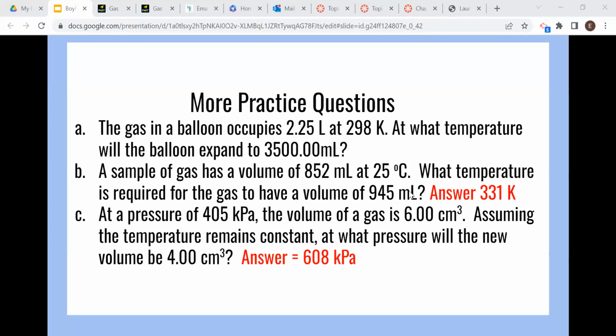The answers to the last two: 331 Kelvin. The last one is 608 kilopascal. For the second one, don't forget to convert to Kelvin. Then it's pretty straightforward. Nothing really very challenging here. I hope this makes sense. Thank you.